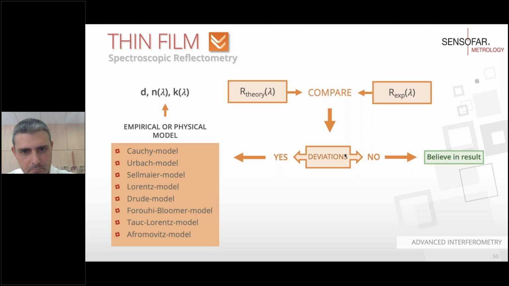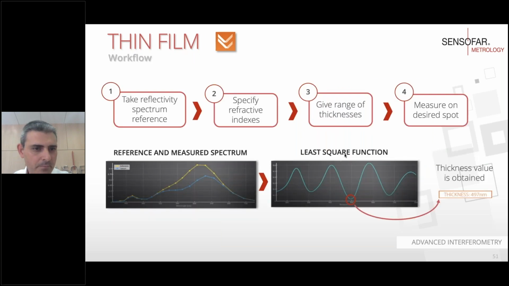So we compare them. And that comparison will match by changing one of these parameters. In that case, we change D, which is the quantity we want to measure, until there is a perfect match between the theoretical reflectivity and the experimental reflectivity. When this match happens, we provide the measured thickness of the material.